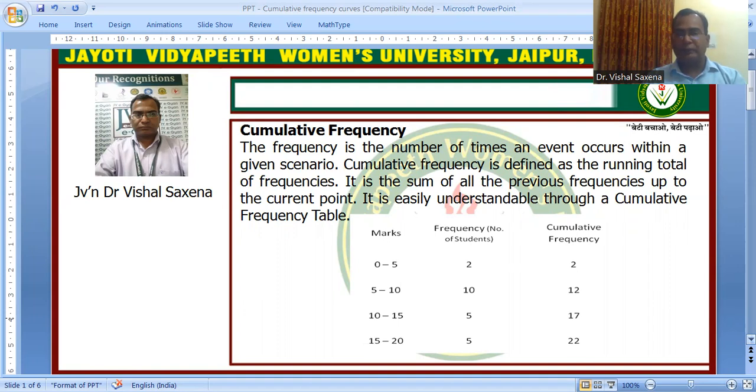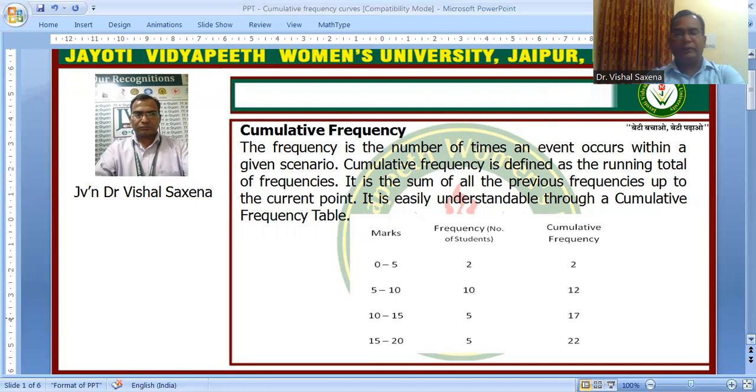It is easily understandable through a cumulative frequency table. In this table, marks are given, while the frequency means the number of students who got these marks. The marks are given as 0 to 5, 5 to 10, 10 to 15, and 15 to 20, while the number of students, that is the frequencies, are 2, 10, 5, and 5.